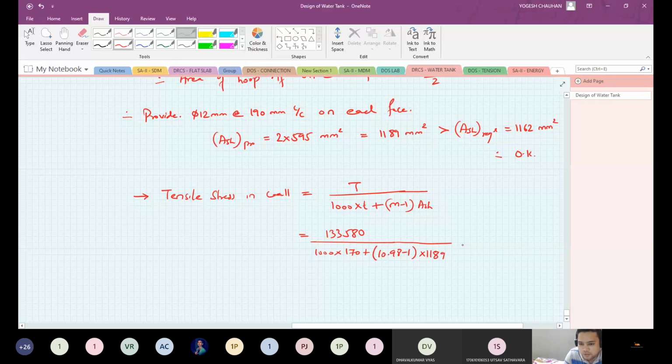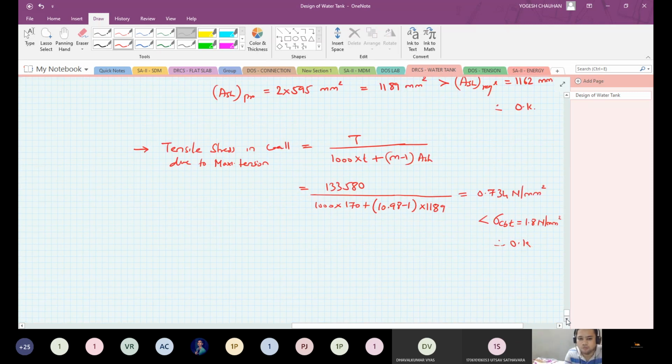Okay, and this comes out to be 0.734 Newton per mm square, and this is less than sigma CBT, bending tension. Okay, and that value is 1.8 Newton per mm square. So that is okay. The tensile stresses in the wall due to maximum tension are within the permissible value. So there is no issue of tensile stresses exceeding the permissible value.